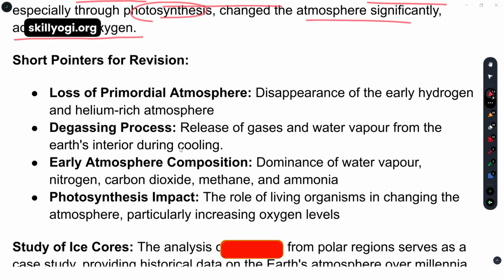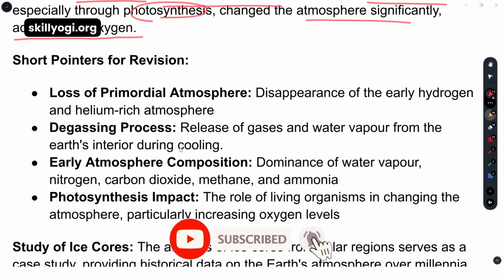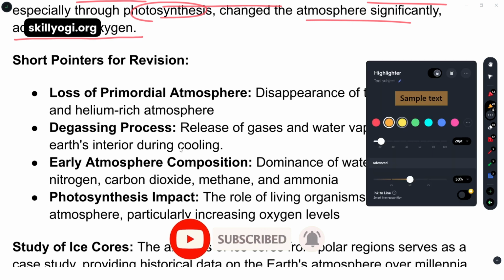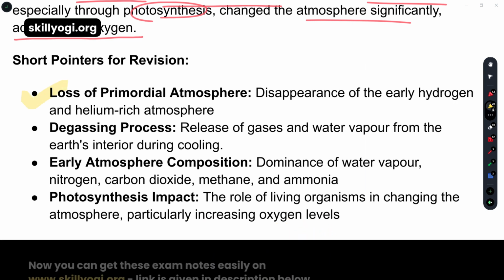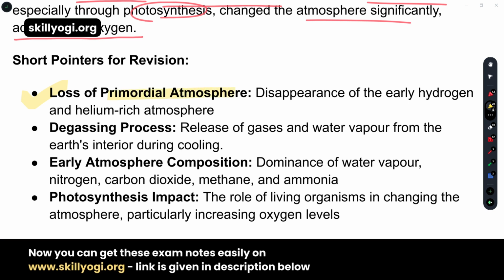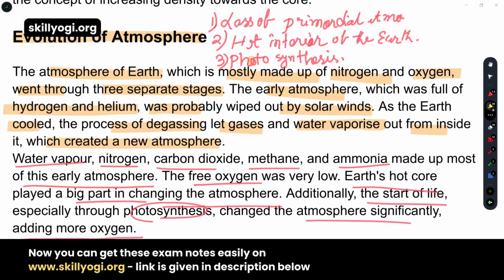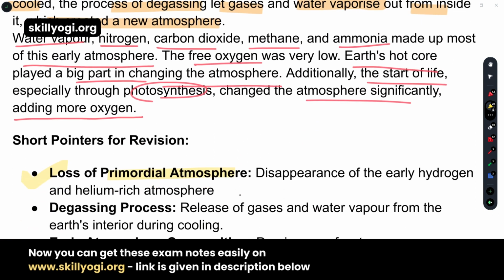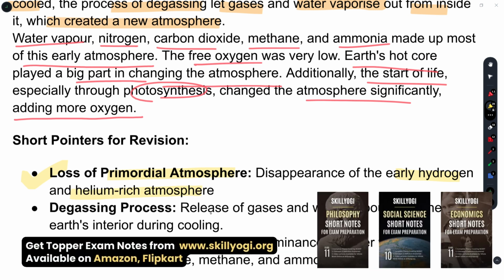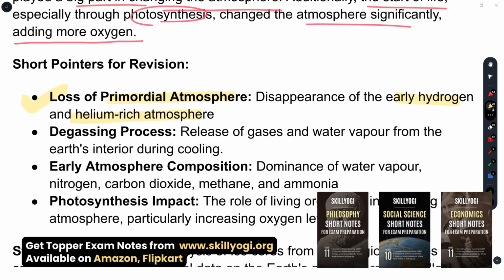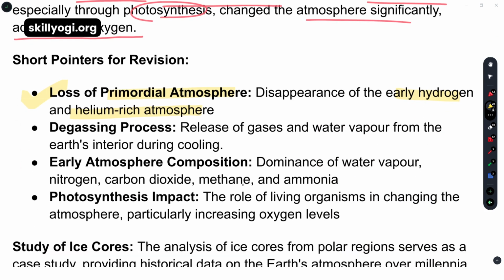So what is the summary of this part? The first one, loss of primordial atmosphere, which I have just written in the point-wise notes. That means the disappearance of the early hydrogen and helium rich atmosphere. At first we learned that Earth only had hydrogen and helium, but a little time later, the Earth's atmosphere changed. So, the disappearance of the early hydrogen and helium.